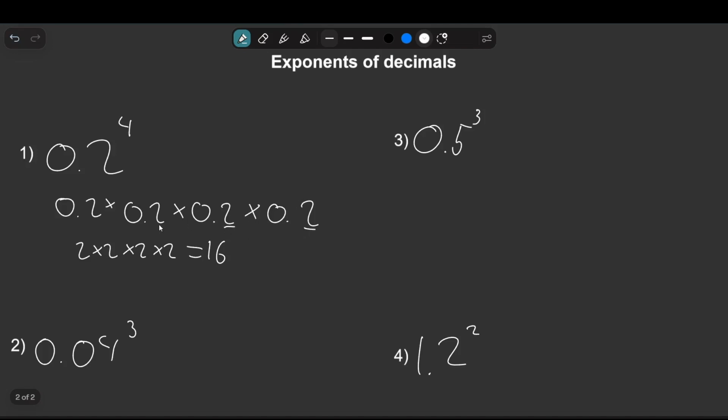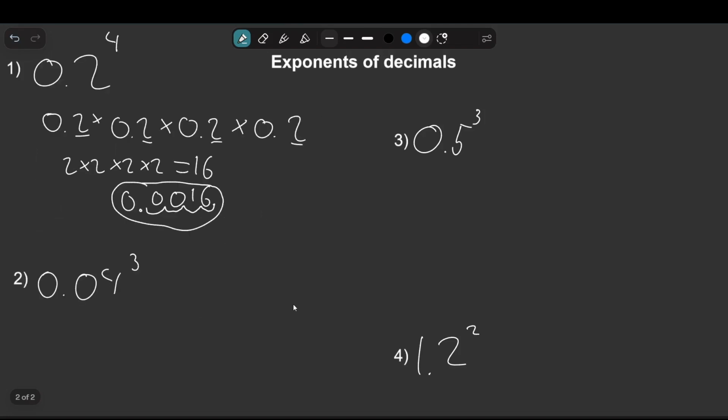1, 2, 3, 4. Now what we have to do is put the decimal and move to the left 4 times. 1, 2, 3, 4. Put the decimal here. So our answer will be 0.0016. This will be our final answer of the first example.